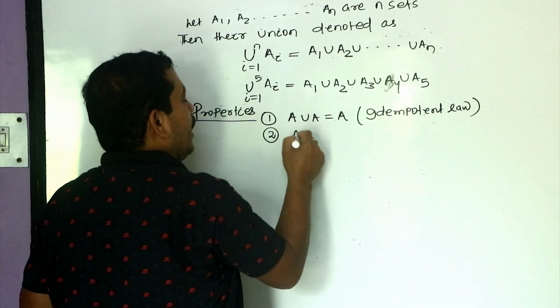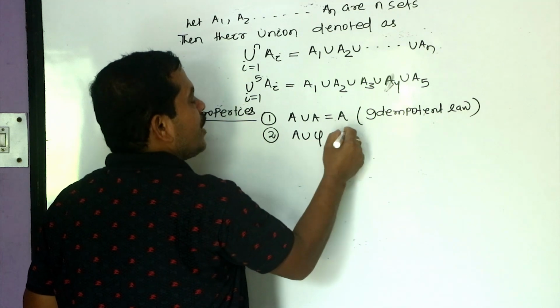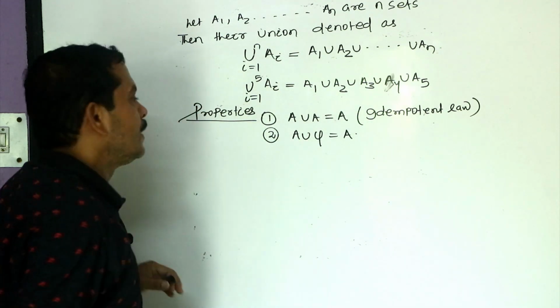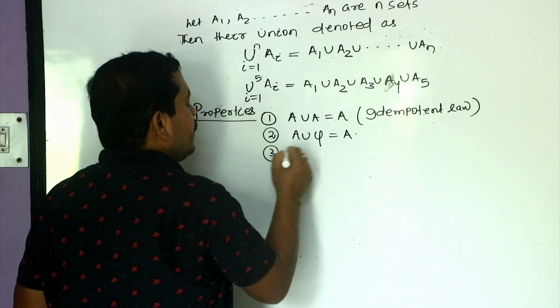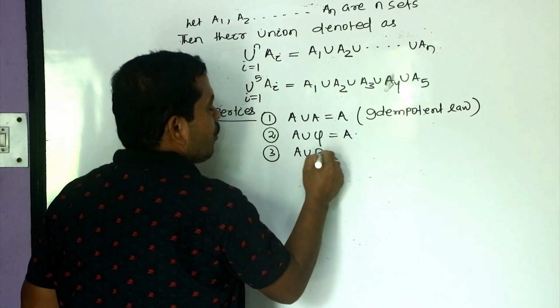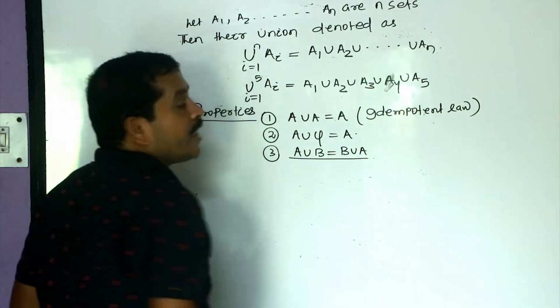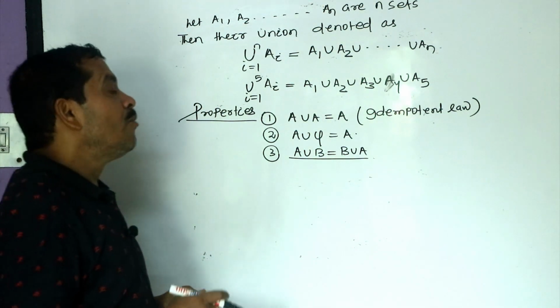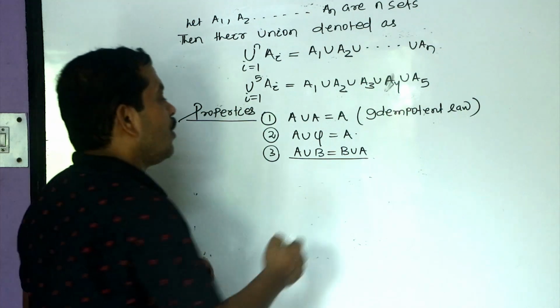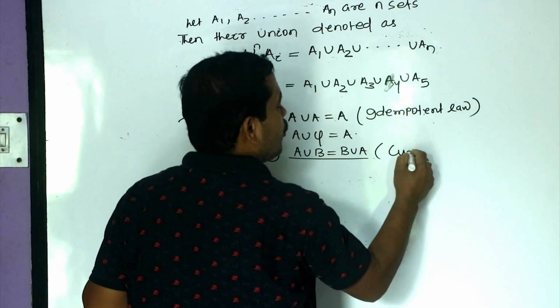Property 2, A union phi equals A. Property 3, A union B equals B union A. That is known as the commutative law.